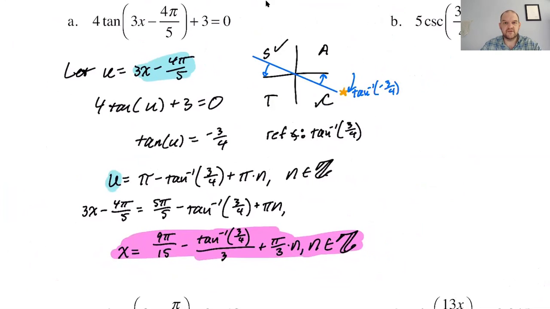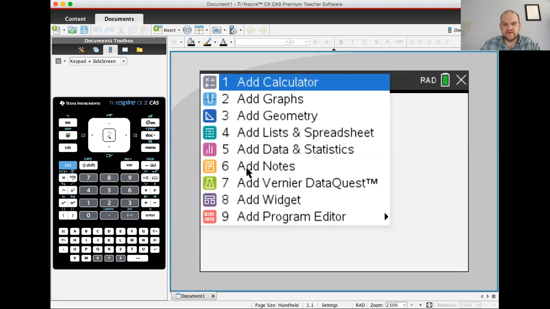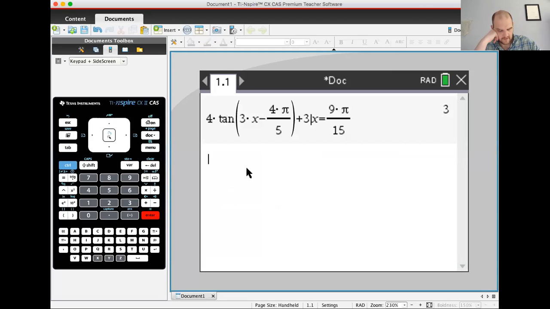So let's see. I'm going to switch over to the calculator and check it and see how we did. So I need a new calculator page, and I'm going to do 4 tangent of 3x minus 4 pi over 5 plus 3. And I need it to be 0. So I'm going to say such that x equals 9 pi over 15. I don't lose any sleep about simplifying these kinds of things. So, ooh, this gave me 3. This did not give me plus 3.